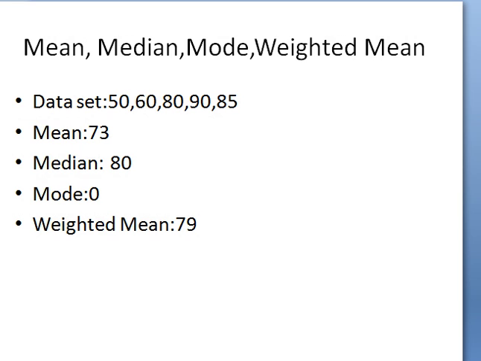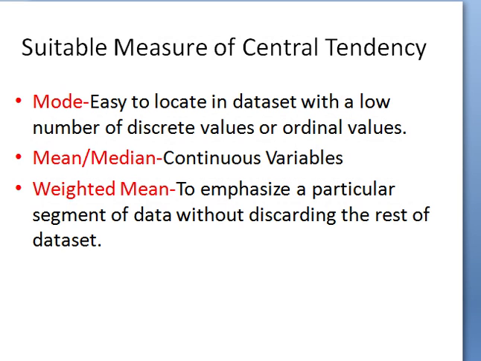Okay, so now you have to understand what is mean, median, mode and weighted mean. You have to get clear on where to use these techniques. You have to choose a suitable measure of central tendency to make your paper worthy. Mode is easy to locate in a dataset with a low number of discrete values or ordinal values. Median and mean can be used when you have continuous variables, and weighted mean to emphasize a particular segment of data without discarding the rest of the dataset.